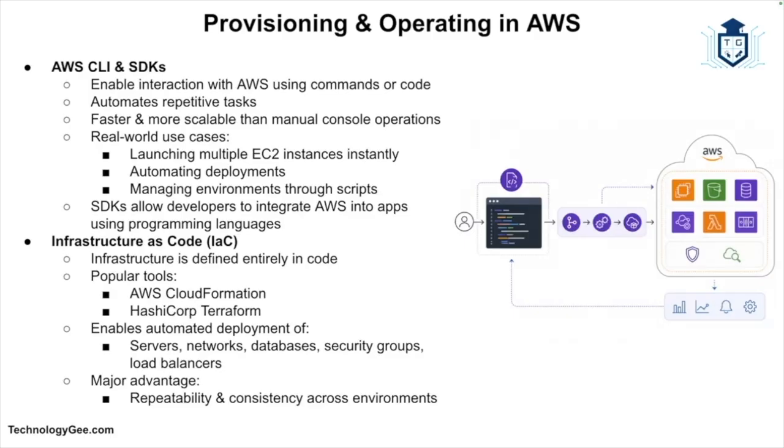And then we take it one step further with infrastructure as code. And this is where things get powerful, because with tools like AWS CloudFormation or Terraform, you define your entire infrastructure in code, not just one server, but your entire environment. We're talking about your networks, your databases, security groups, load balancers, essentially everything. And the beauty of infrastructure as code is its repeatability, meaning you can deploy the exact same environment over and over again without mistakes. And this is huge in enterprise environments where consistency matters.